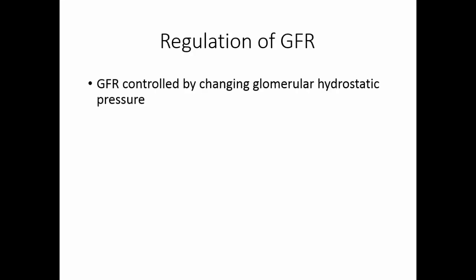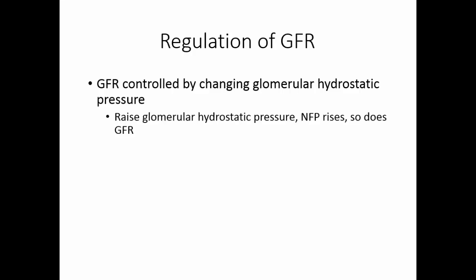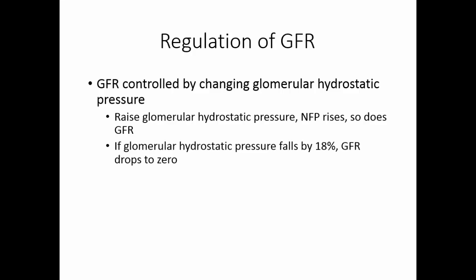We regulate the glomerular filtration rate by changing the glomerular hydrostatic pressure. If we raise the glomerular hydrostatic pressure, the net filtration pressure will rise. That means glomerular filtration rate will also rise. If the glomerular hydrostatic pressure falls by as little as 18%, we will drop the glomerular filtration rate to 0. Glomerular hydrostatic pressure, therefore, is very tightly controlled.